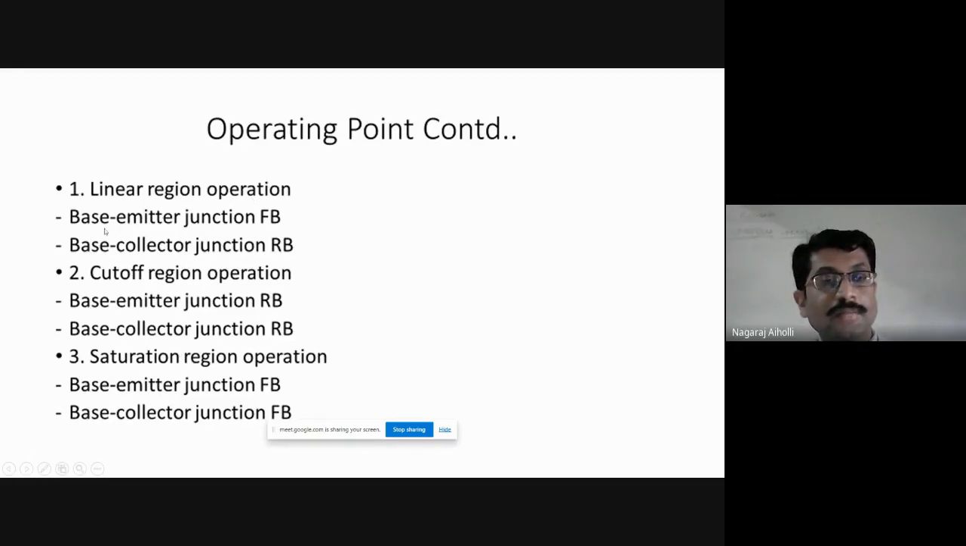These are the three regions of operation for any transistor: linear region, cutoff region, and saturation region. For the linear region, base emitter junction forward biased, base collector reverse biased. Cutoff region, base emitter junction reverse biased, base collector reverse biased. Saturation region, base emitter junction forward biased and base collector junction also forward biased. Clear, students?